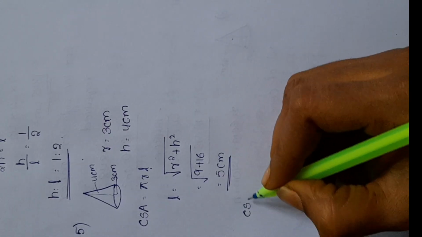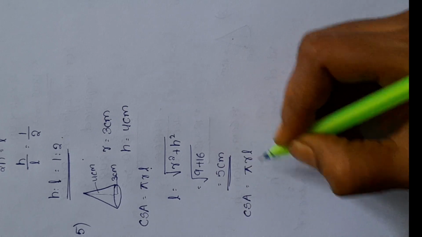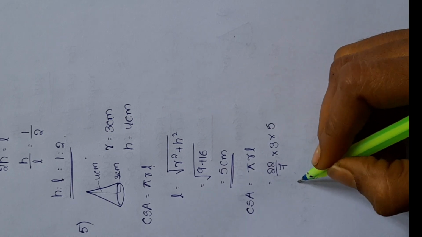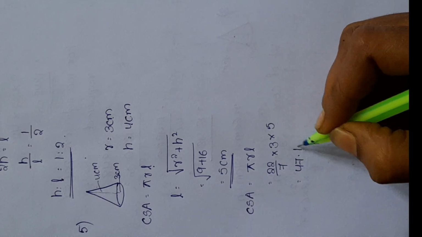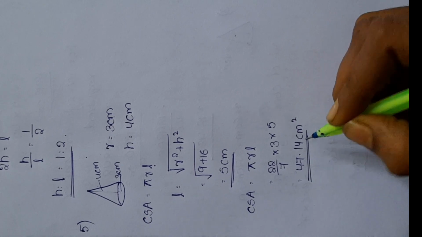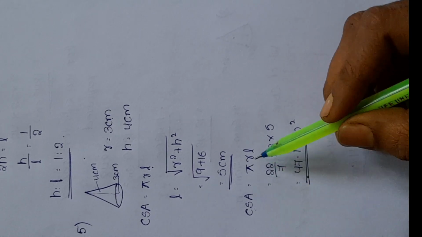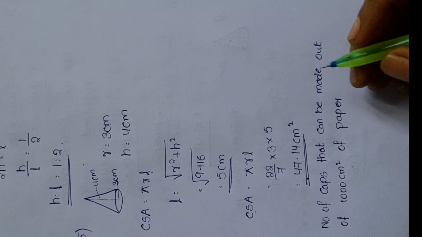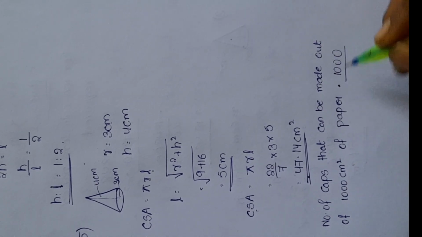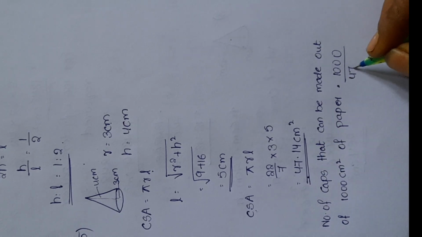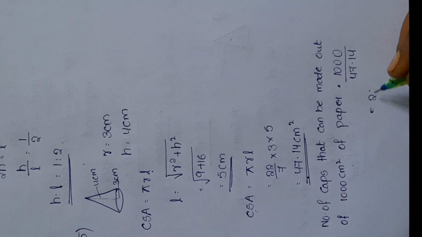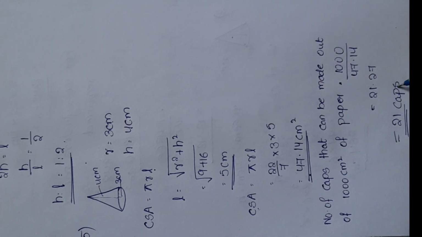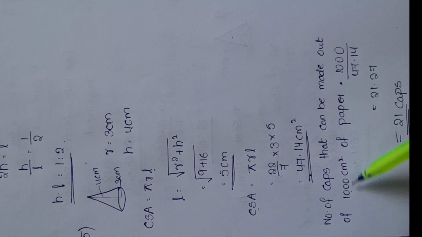Now the curved surface area, substituting the values, pi r L, that is 22 by 7 into 3 into 5. We get the value as 47.14 centimeters square. This is the area of the paper required to make one circular cone. Now the number of caps that can be made out of 1000 centimeters square of paper is 1000 by 47.14. This is equal to 21.27. So the number of caps is 21 caps. That is, 21 caps can be made from 1000 centimeters square of paper.